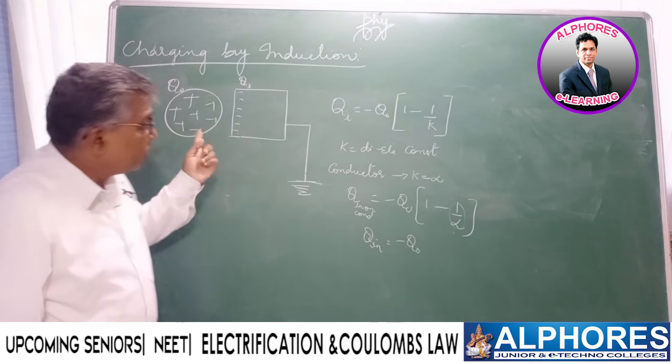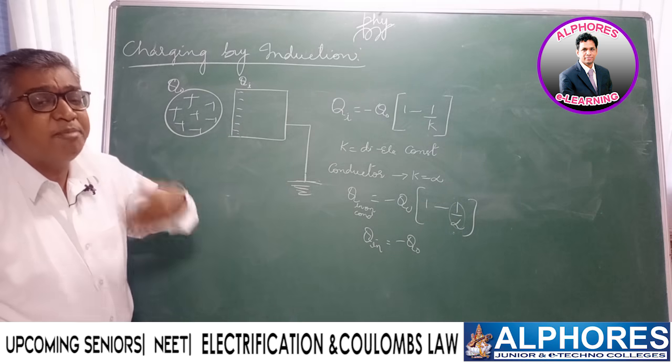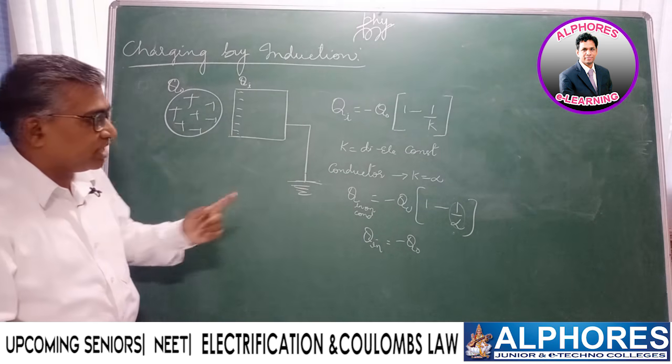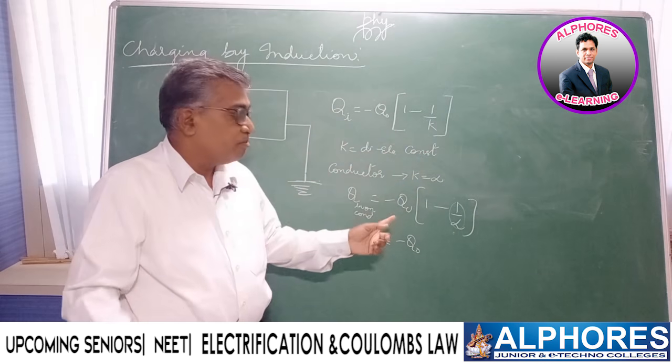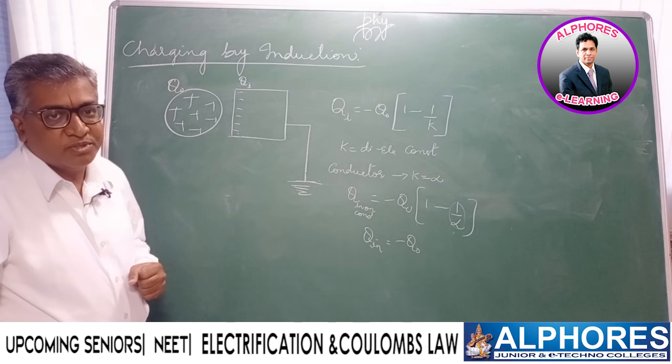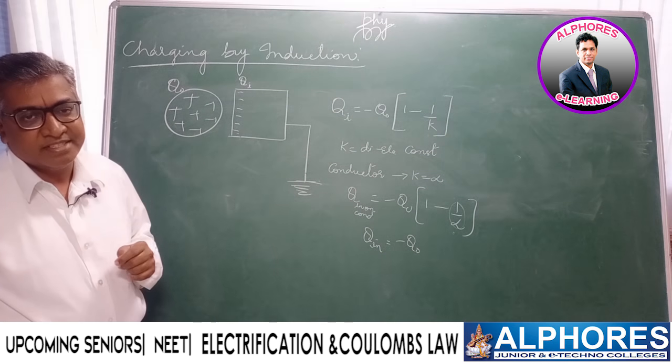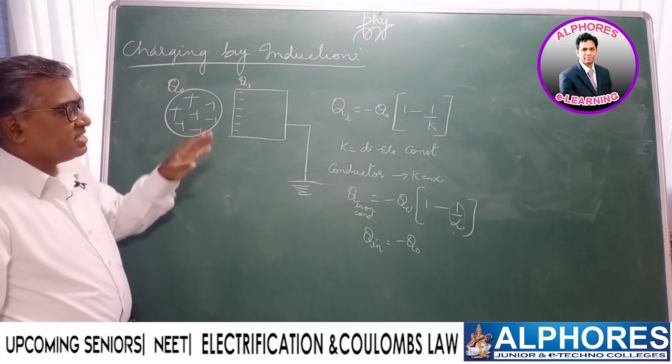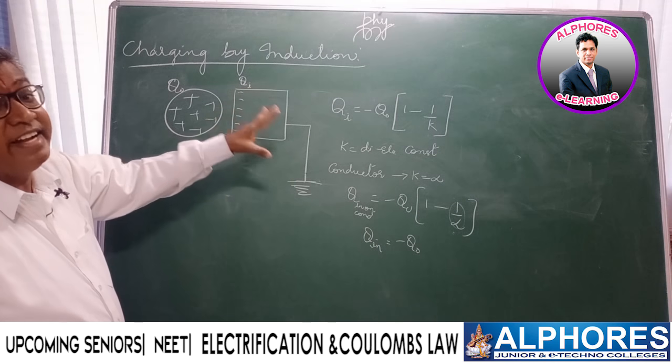This way you can induce any number of times, innumerable times. So innumerable minus Q charge can be produced using this without losing its own charge. So this is the method of charging by induction, right?